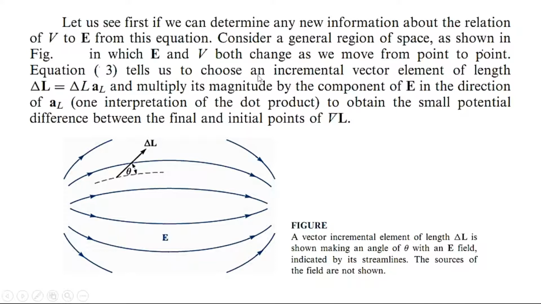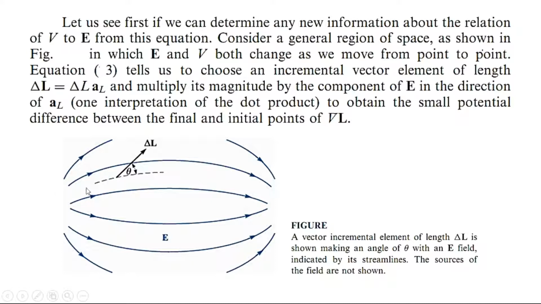So equation 3 tells us to choose an incremental vector element of length delta L and multiply its magnitude by the component of E in the direction of aL to obtain the small potential difference between the initial and the final points of delta L. So if theta is the angle between E and delta L, what will be the component of E along delta L? That is E cos theta. So delta V will be equal to minus E delta L cos theta.